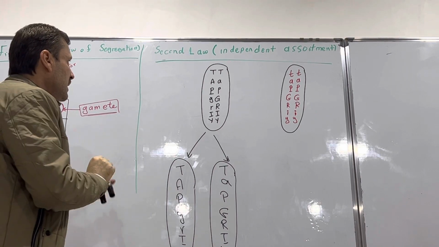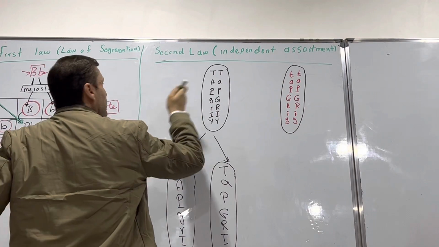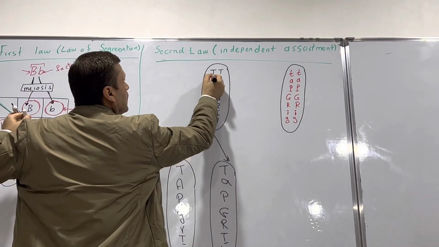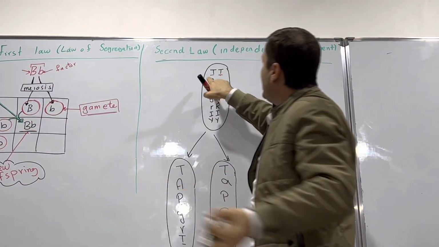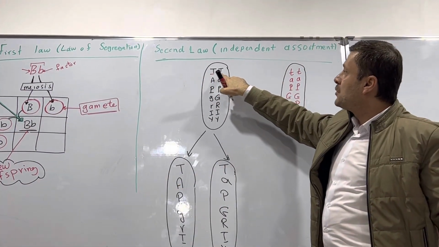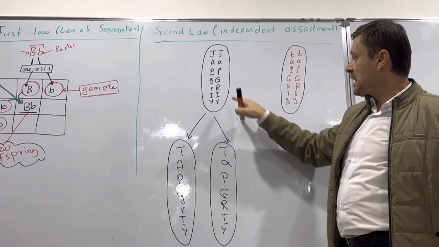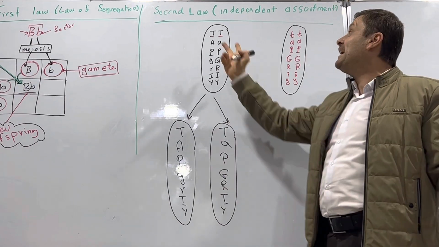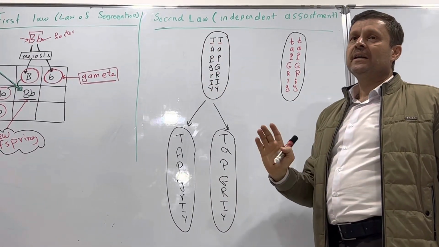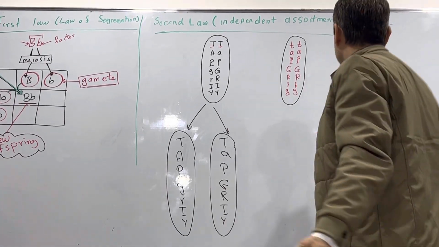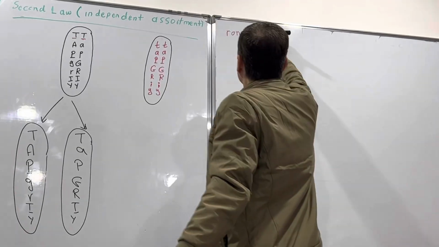Look, according to the first law, does this T capital have any relation with this other factor? Yes, there is a relation. So one of them must be transmitted to this gamete, and the other one must be transmitted to the other gamete, as they are a pair. So about the question, determine the wrong gamete.